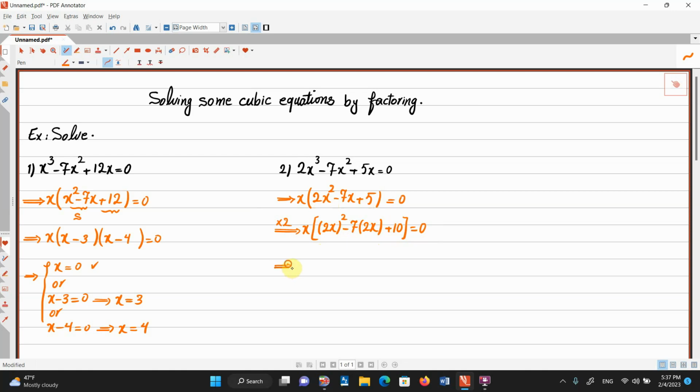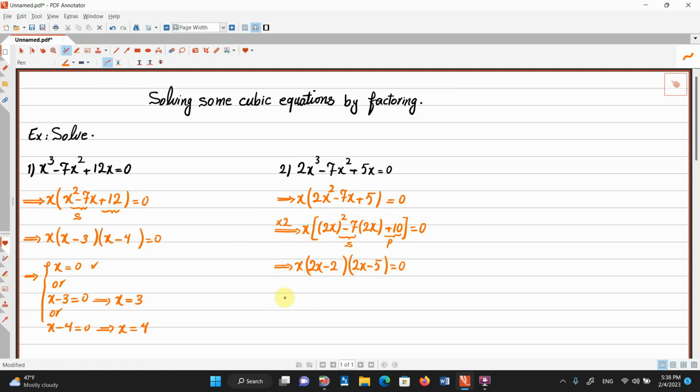And in the next step, after writing the x, you can open two parentheses and put the result equal to 0. Inside each of these parentheses, you can put the square root of this quadratic term. Square root of that is 2x, a 2x here, and another 2x here. This number stands for product, and this number stands for sum. We are looking for two numbers. Their product is positive 10 and their sum is negative 7. The two numbers which satisfy these conditions are negative 2 and negative 5.